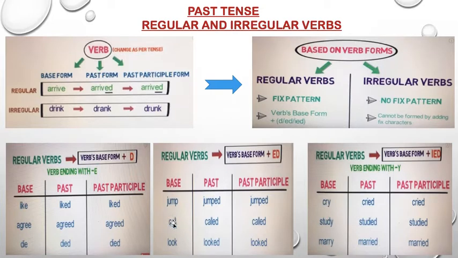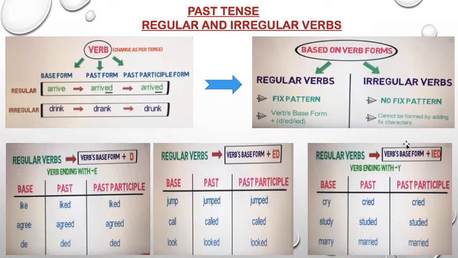Okay, so base form call, past called, and past participle is also called. So what we are doing here, we are adding ed to the verb. Look will be the base form, looked will be the past, and looked will be the past participle. Here also for look there is no e in the end of the word, that's why we are adding ed to the verbs for both past and past participle.